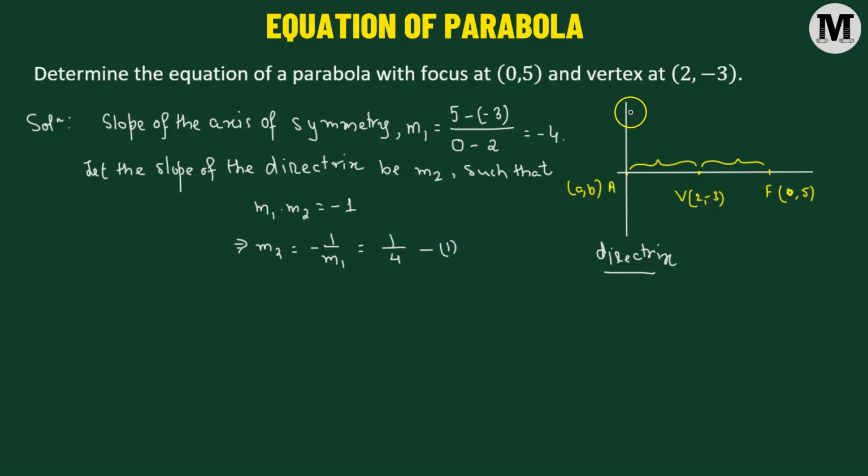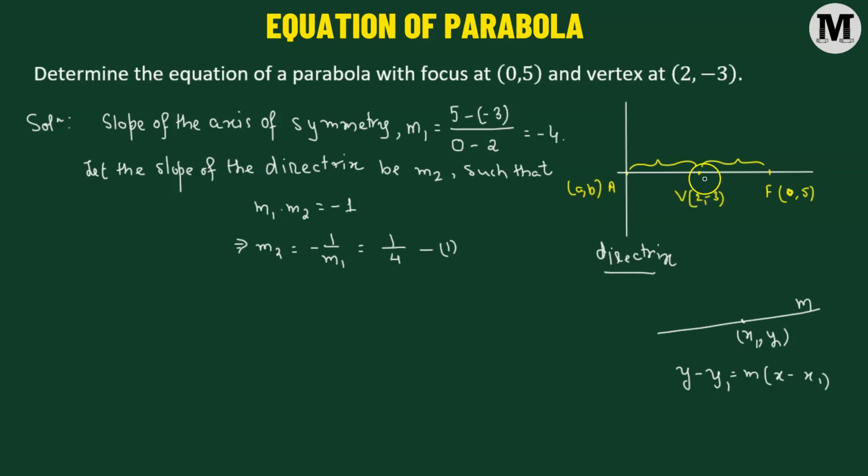Now, in order to find the equation of the directrix line, we will be using the point-slope form. The point-slope form simply states that if we have a straight line passing through a point having the coordinates (x1, y1), and the slope of that line is also known, which is m, then the equation of the line will be given by y minus y1 equals m times (x minus x1). We have already obtained the slope of the directrix line. We need to find the point A, because the directrix line passes through point A. Now, how shall we find the coordinates of point A? That's a very simple task.